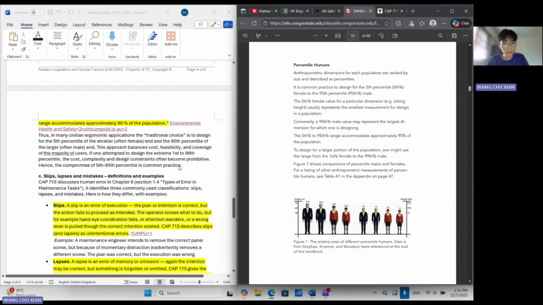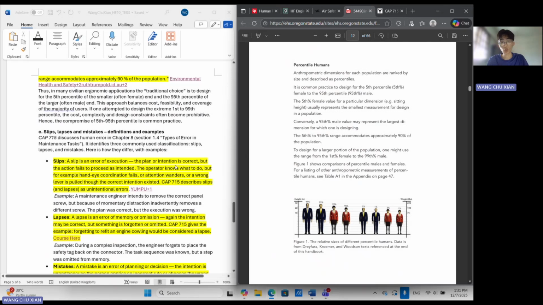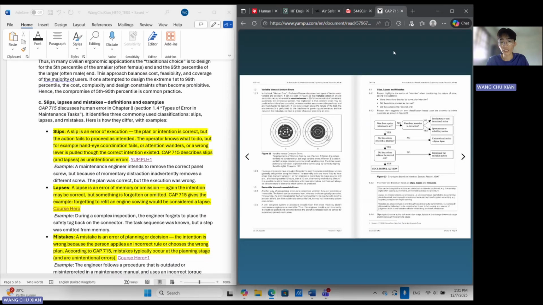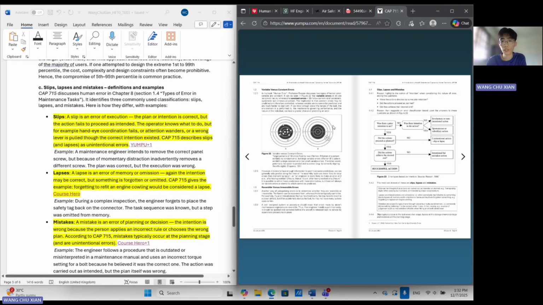Then coming to the last part, which will be the three different types of errors: slips, lapses, and mistakes. For all these, I found it in another file. It's like an e-document over here. So at this part will be the slip, lapse, and mistakes. So for here is where I get my reference.